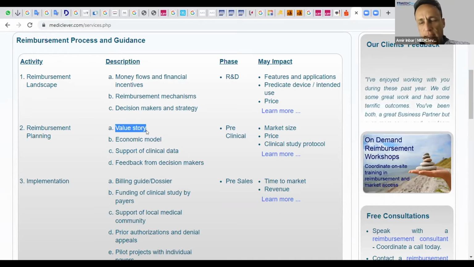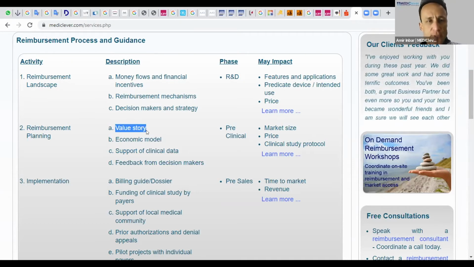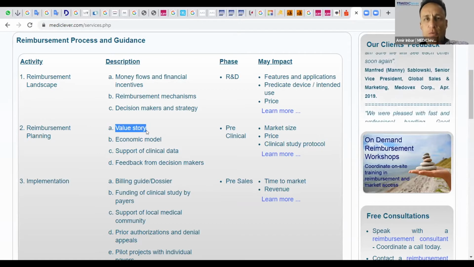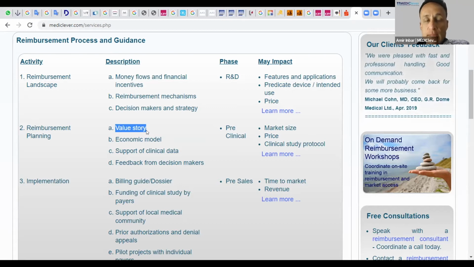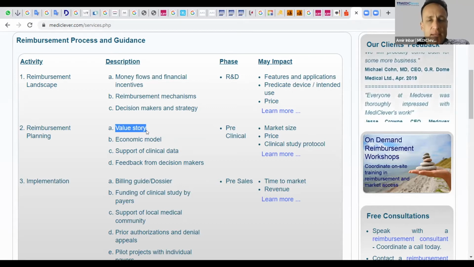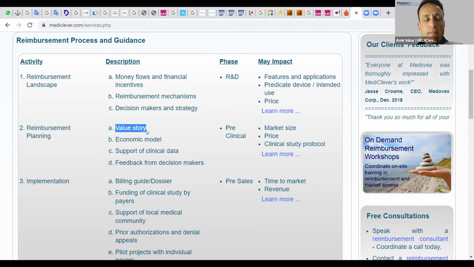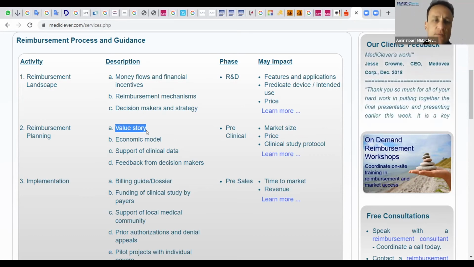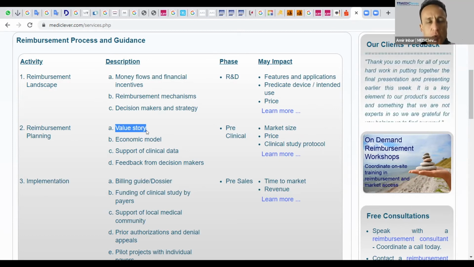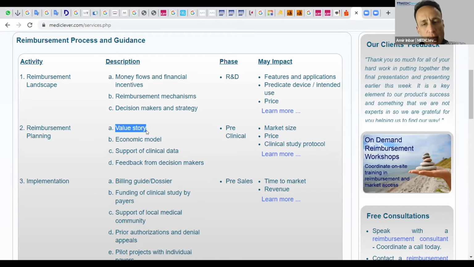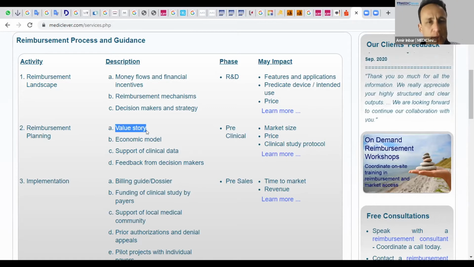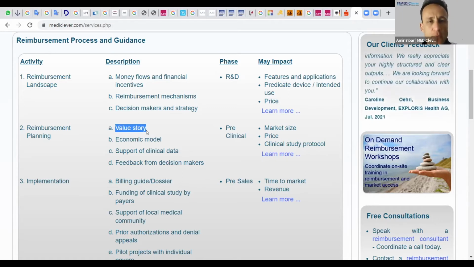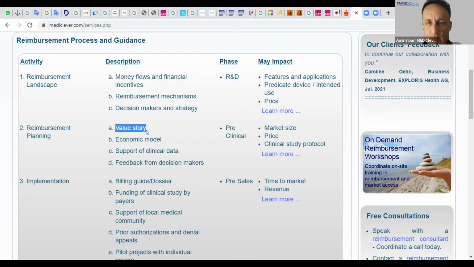A value story is a critical step in a company's process for reimbursement. It's essentially a document that depicts on one side what happens today for the relevant patient population, and what we believe will happen if they switch to using your product or drug, both from a clinical perspective as well as from an economic perspective. So what would be the improvement in the patient's net health outcome, and what would be the economic benefit? Hopefully, we will be able to show some sort of cost savings from the decision maker's perspective.